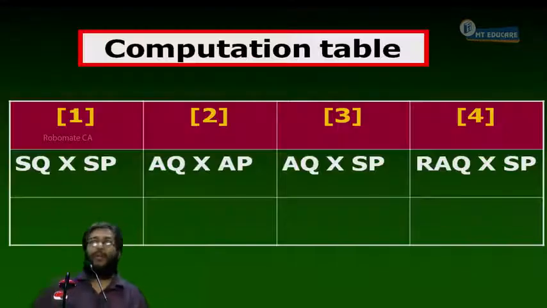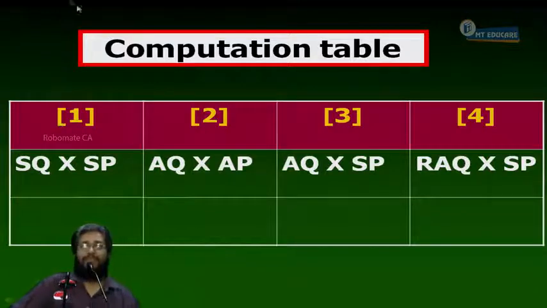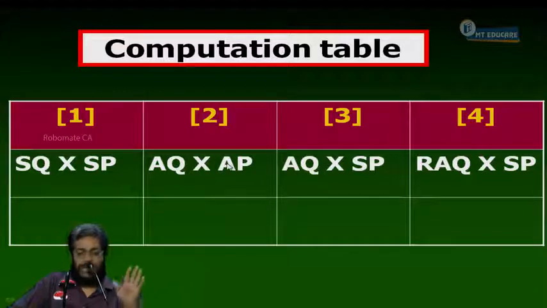Now, please write. What is column 1? All of you tell me, what is column 1? SQ into SP. No change. Right. What is column 2? AQ into AP. No change.